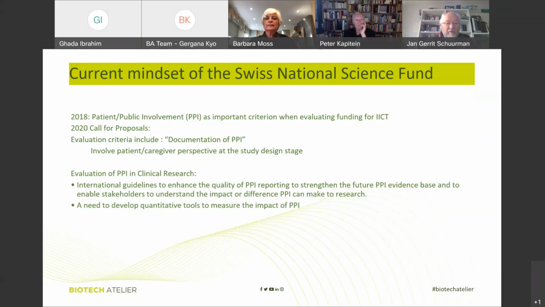But there's still a need to develop quantitative tools to measure this impact. And this is why it has moved not just from a checkbox, but a real creation of guidelines that we can follow and question and challenge maybe in the future. Next slide, please.